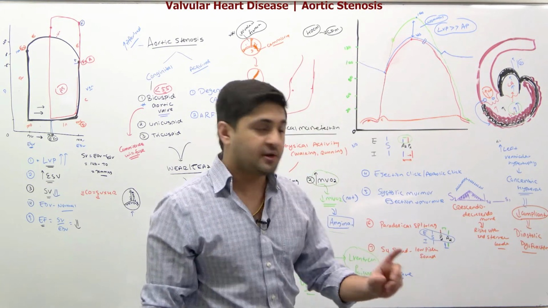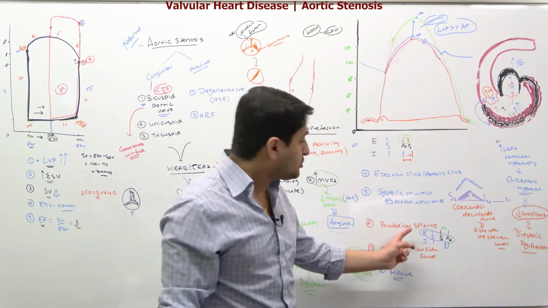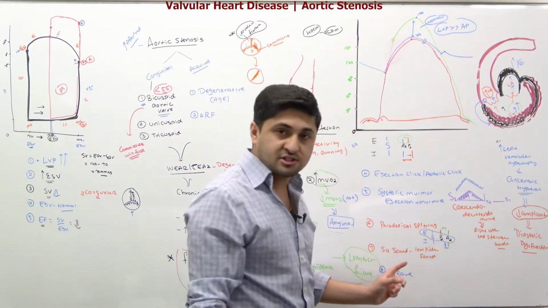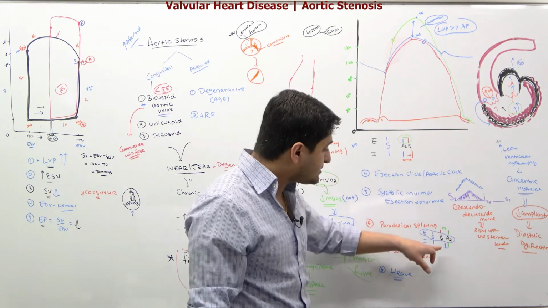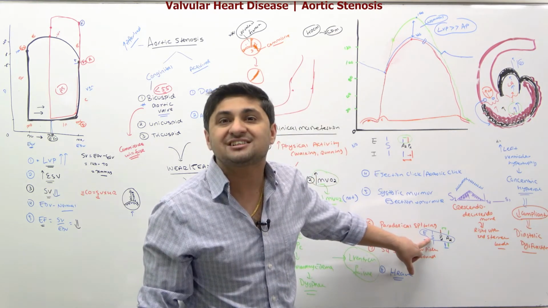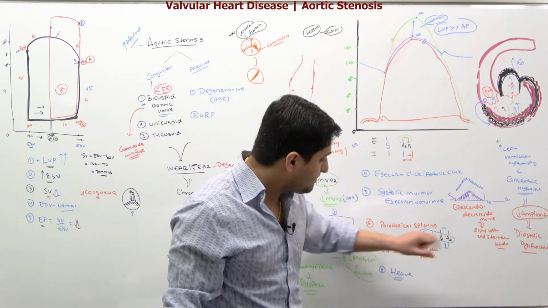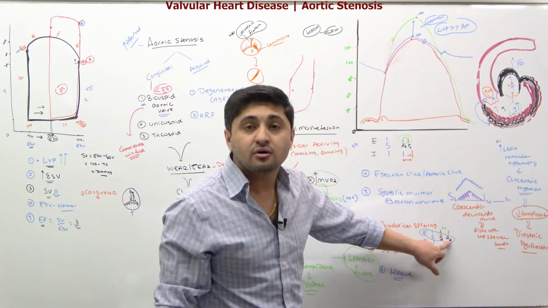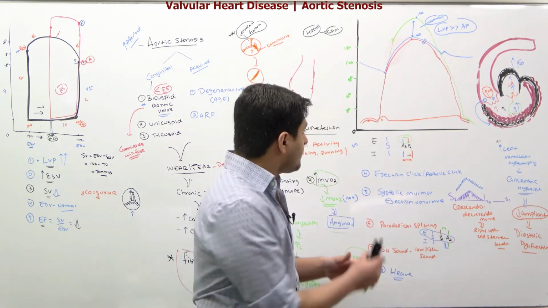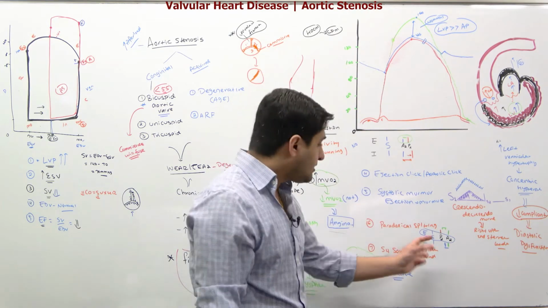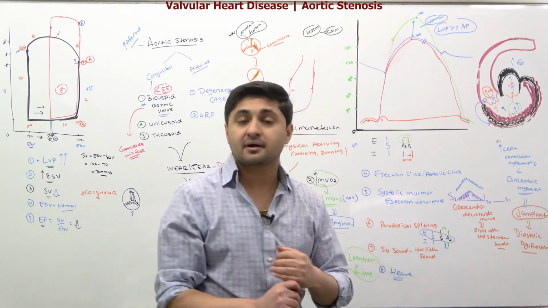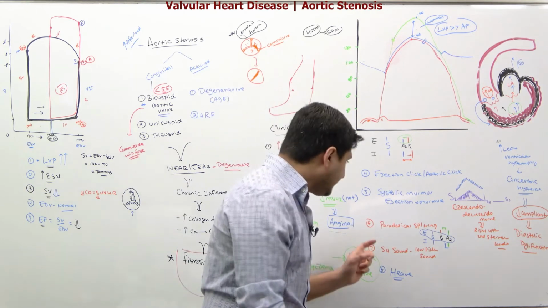Please remember this. If you read your First Aid book too, you can see the paradoxical splitting, or there is also something called reverse splitting, which happens specifically during expiration, right? That is why I made this. P2 and A2 have been completely reversed, because first it should be A2, then it should be P2, right? But it has been reversed during expiration. And this is what is called paradoxical or reverse splitting.